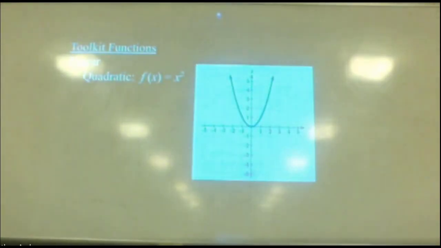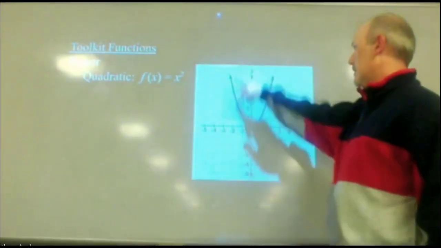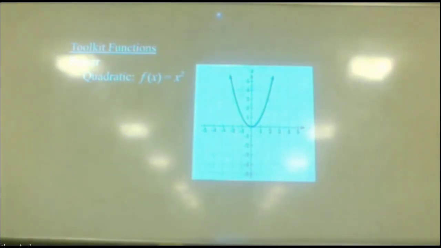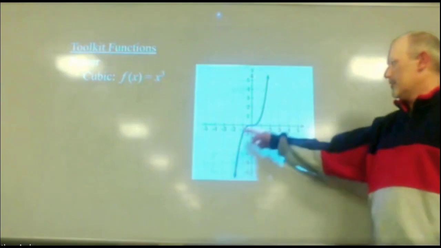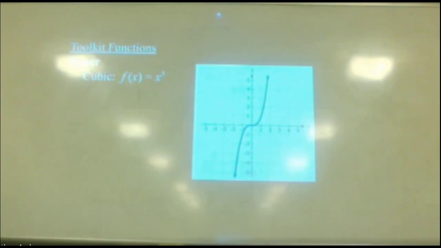The next one, as you may guess, is f of x equals x squared, with a 2 there. You'll notice that you've got the parabola shape here, as we talked about back in the first chapter when we were talking about the toolkit functions. And then the last main one that we have in our toolkit functions is the cubic function, f of x equals x cubed, and you'll notice that looks like this.